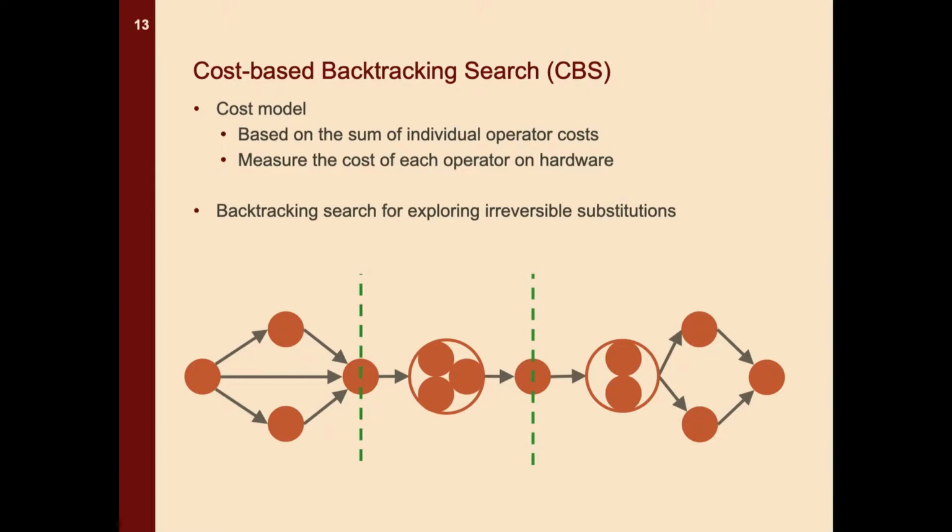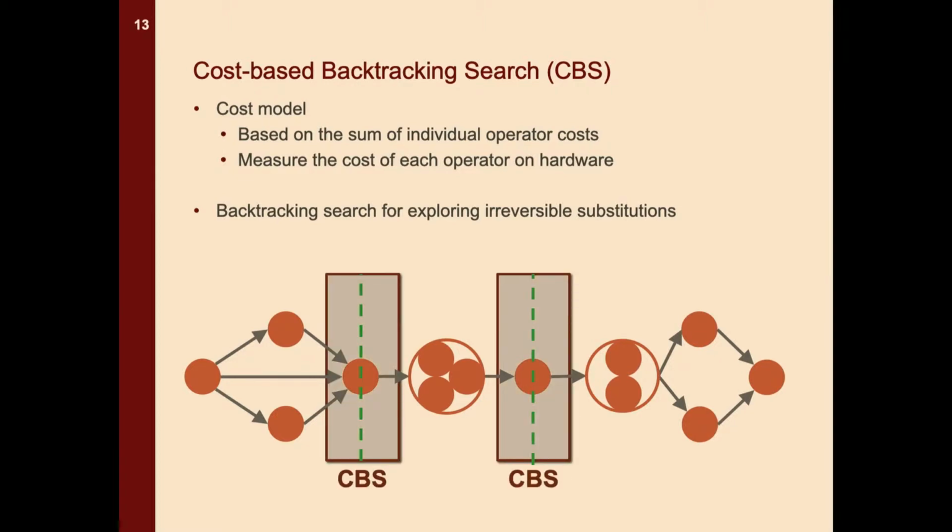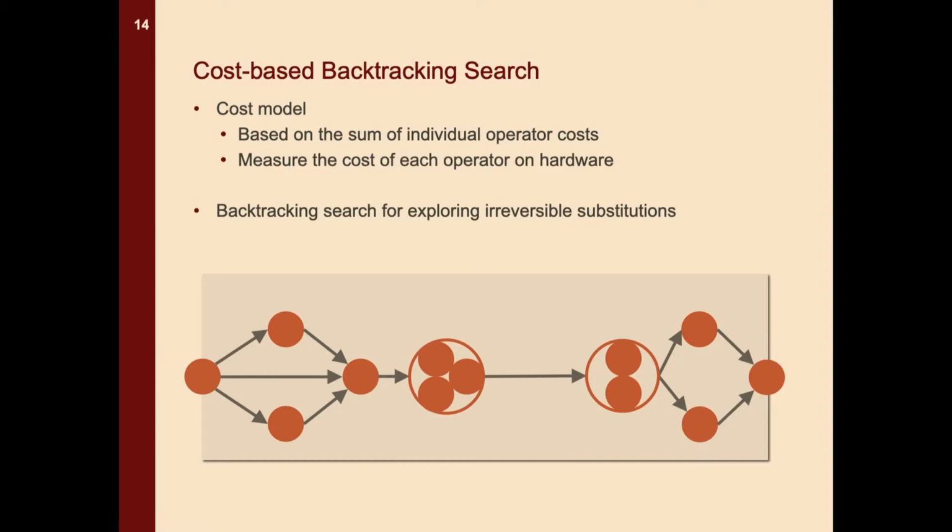And after that, we can perform a second round of backtracking search along the boundary between different subgraphs to see if we can further optimize the boundary. And after the second round of the optimization, we can get an end-to-end computation graph.